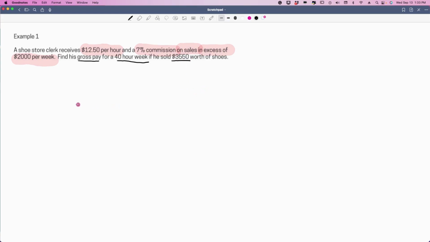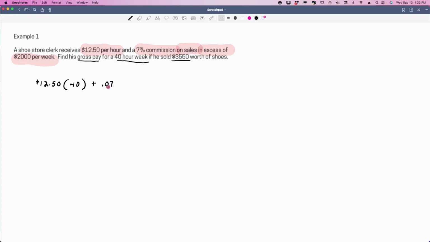So let's see how we would set this up. First of all, we need to have his hourly rate, $12.50, times the number of hours. And that is because it's $12.50 per hour. He did 40 hours, so we're going to multiply that times 40. And then we're going to add that to the amount, the commission, which is 7%, that would be 0.07.